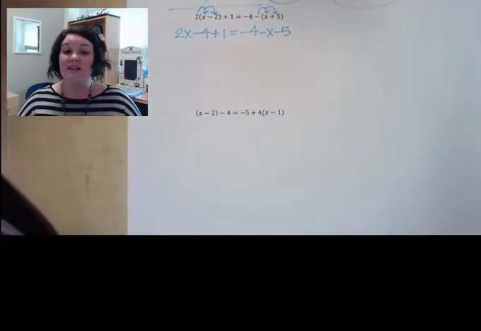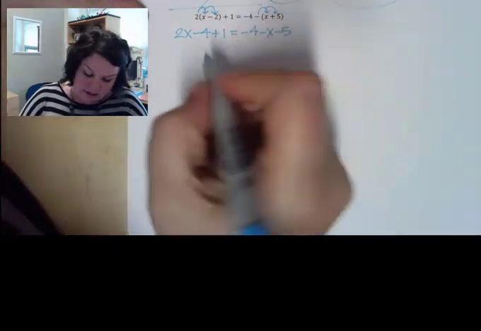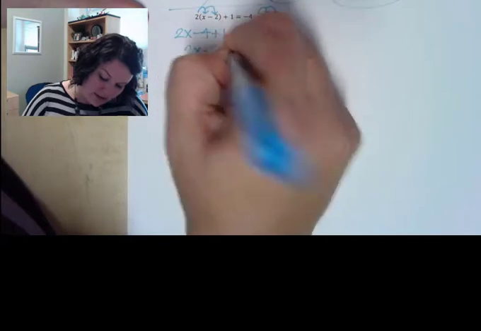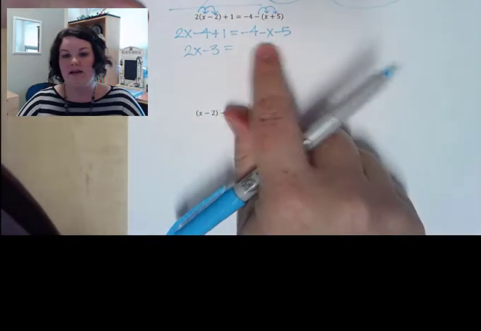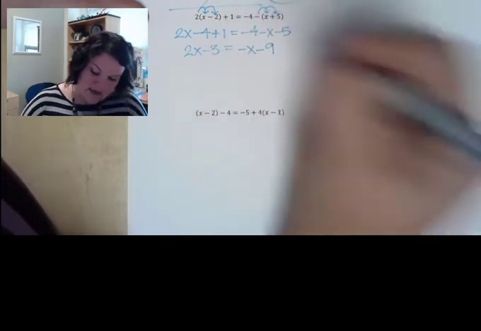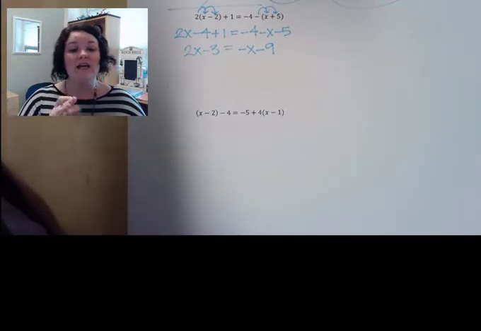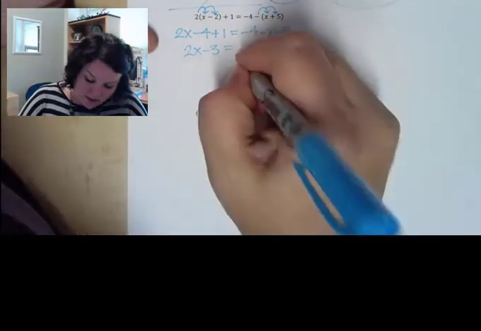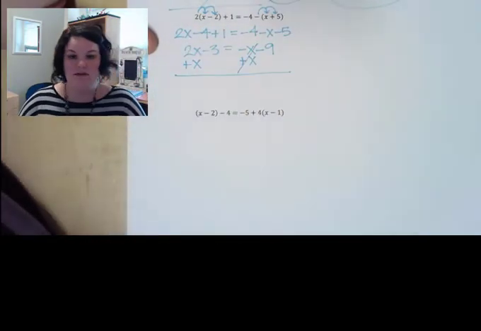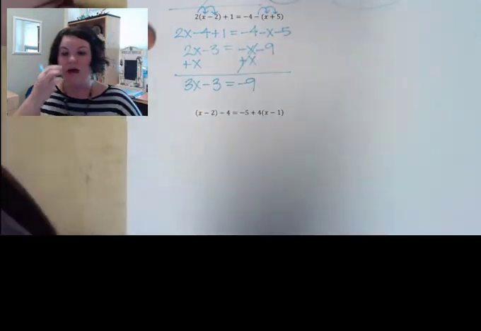Okay, now I'm still not done simplifying on each side because I have like terms already on each side. So on this side, I'm going to combine my -4 and my 1. So I have 2x minus 3. On the other side, I can combine my -4 and my -5. So I end up with -x minus 9. Okay, and now I can go ahead and start moving all my x's to one side and all my numbers to the other. So I'm going to add x to both sides, moving my x's to the left. Okay, so I end up with 3x minus 3 is equal to -9.